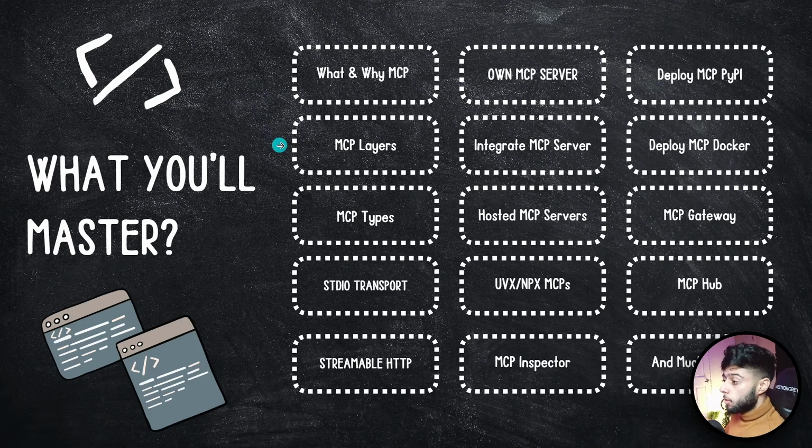Then we will talk about MCP layers, which is very important, and then MCP types. These three chapters are purely based on the fundamentals and will build your strong foundation around MCP. Then we'll talk about the STDIO transport layer of MCP, which is standard input output. Then we'll talk about streamable HTTP MCP servers, which are newer and are the recommended approach from now onwards. Then you will build your own MCP server of both types, STDIO and streamable HTTP.